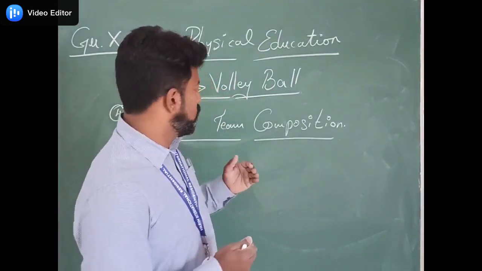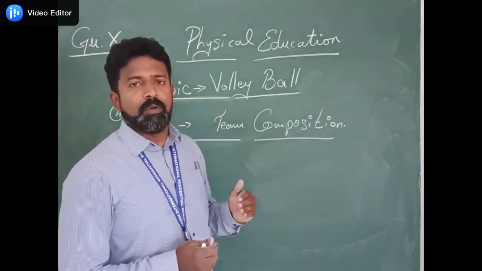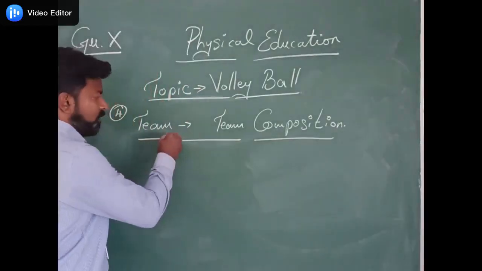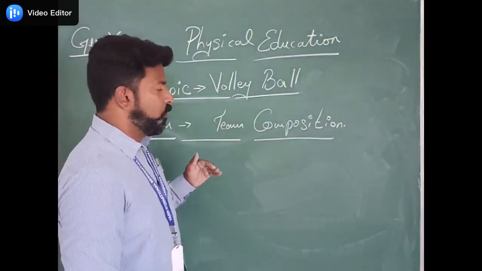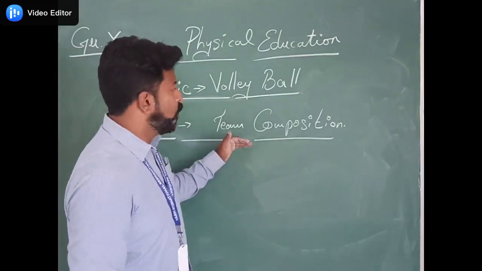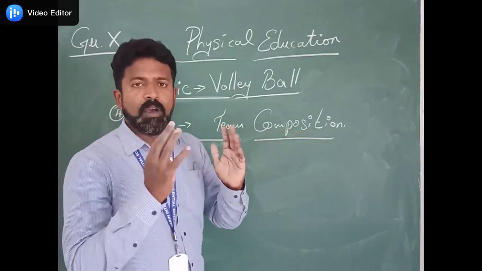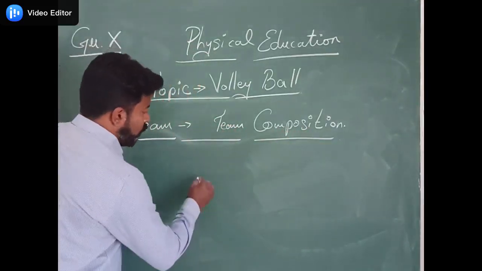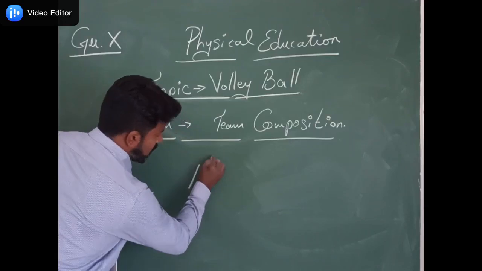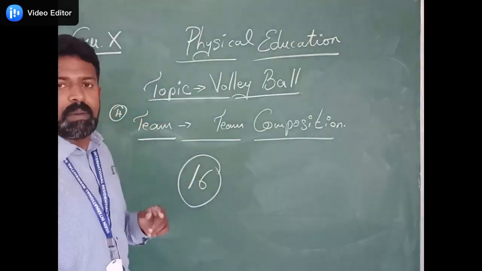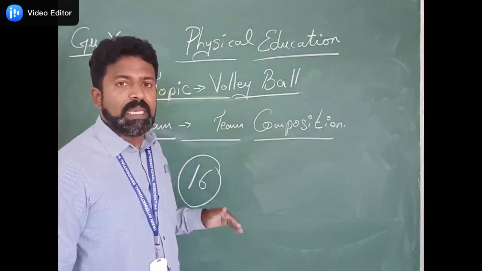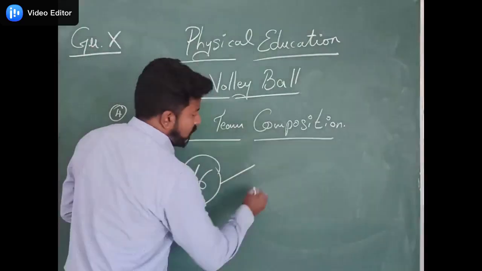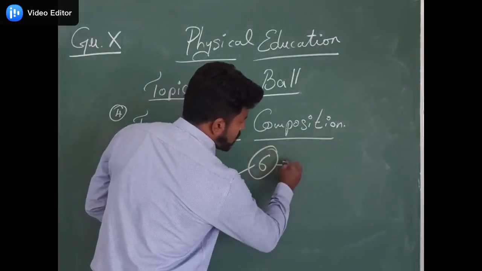Now we will move on to the next subtopic in one of the major games, volleyball, which is the team. When we discuss this, we have to understand the team composition. In a team we have a total of 16 members, divided into 3 categories. One is 6 members, who are called main players.